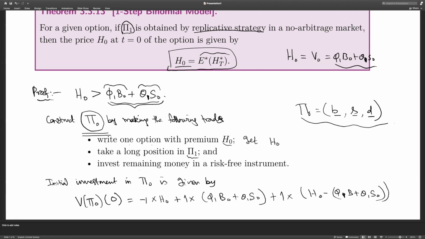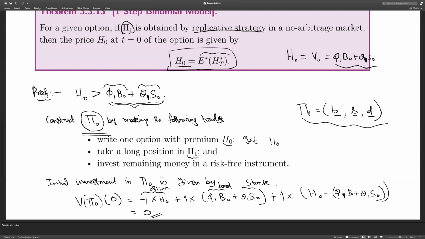Right? So this is precisely the value of your portfolio pi naught. Remember, it has an option component, a bond component, and a stock component. So everything is mixed together here. You can see that this is equal to 0. Therefore, your initial investment in the portfolio pi naught is nothing.